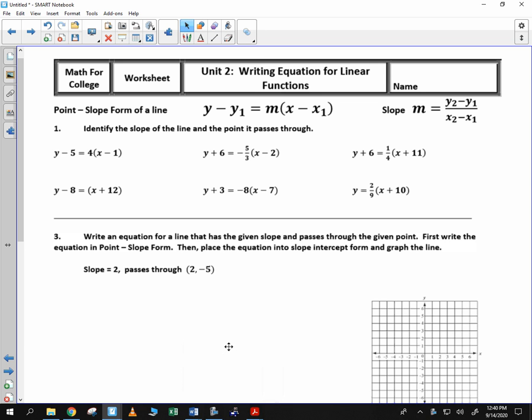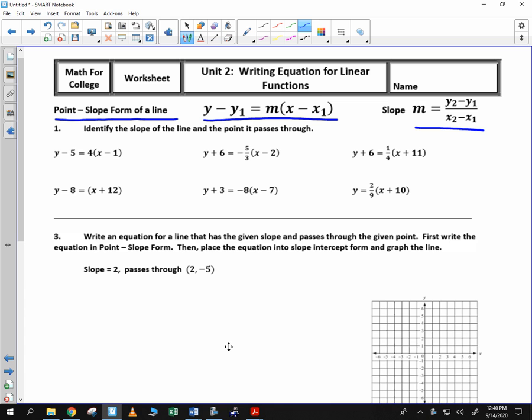Okay, Math for College, our goal today is to learn how to write equations for linear functions. So the two equations that you really want to be able to focus on are the point slope form of a line, which is y minus y sub 1 is equal to m times x minus x sub 1. And then the formula for slope, which is m is y sub 2 minus y sub 1 over x sub 2 minus x sub 1. Those should be things you remember from the past.